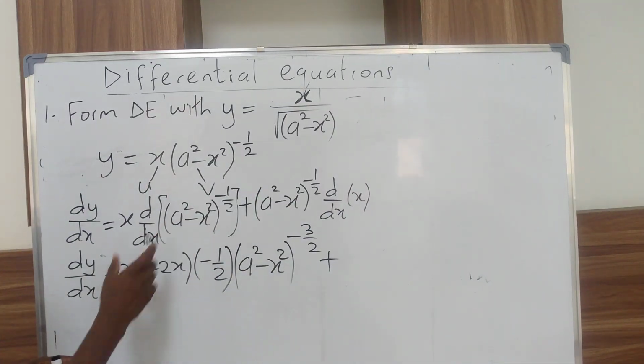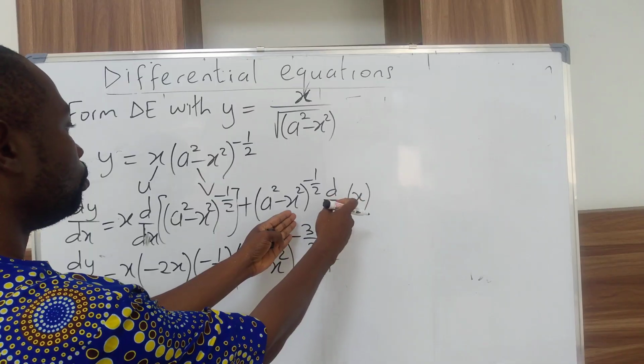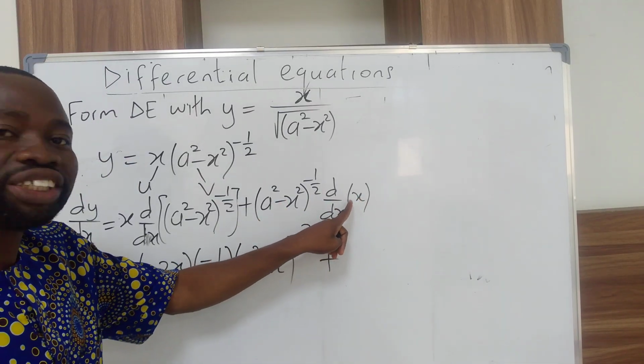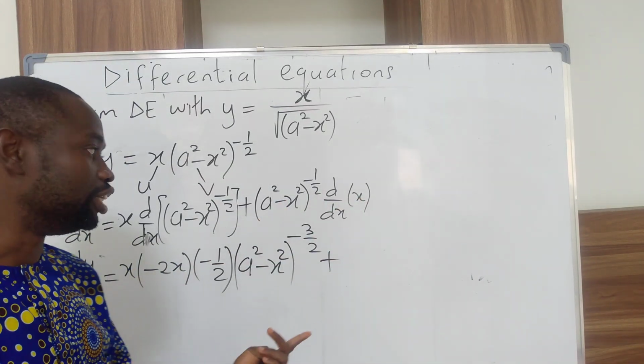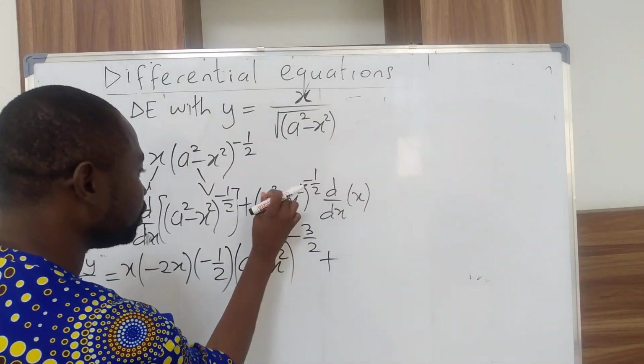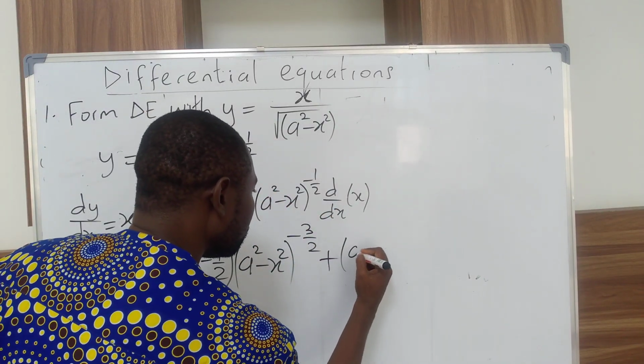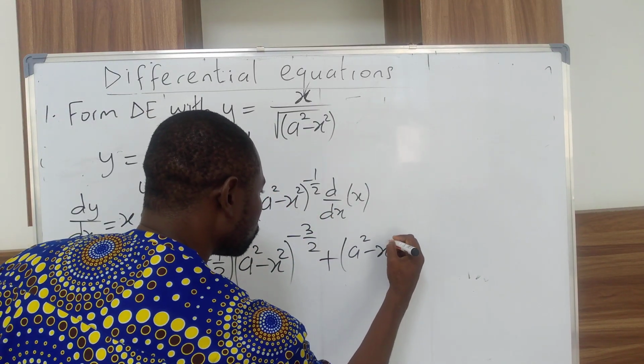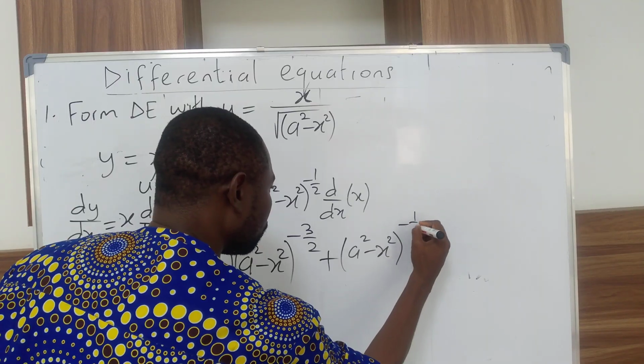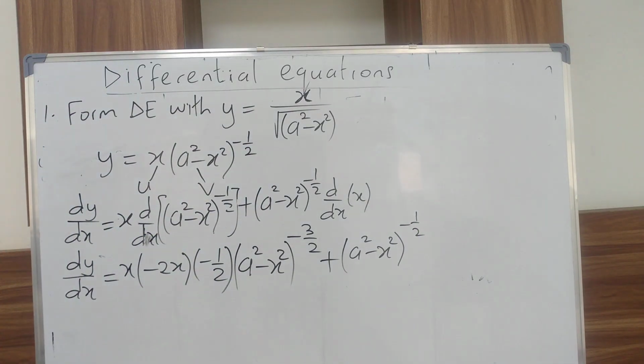So I've done this now. Now I'm going to move to the side. If I differentiate x, it will give me 1. So 1 times this. So you have (a squared minus x squared) to the power minus half. Okay, so let's go and simplify it.